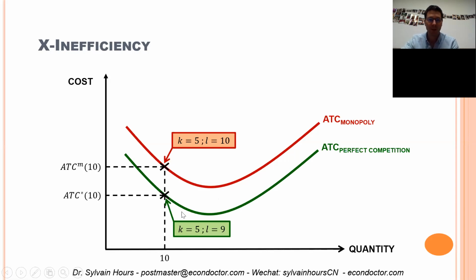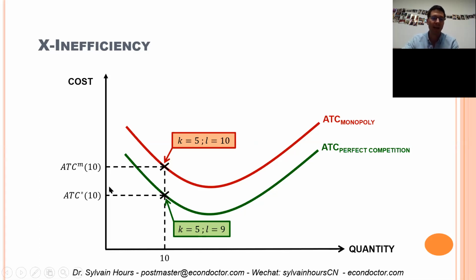So for example, let's say that a perfectly competitive firm, to produce the same quantity of output as our monopolist, would still use 5 machines. It's just an example. But instead of 10 workers, this perfectly competitive firm would only hire 9 workers, which suggests that this monopolist hires too many workers. It could perform the same job, produce 10 units of output, with fewer workers.